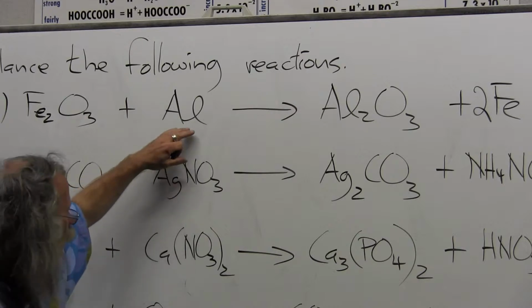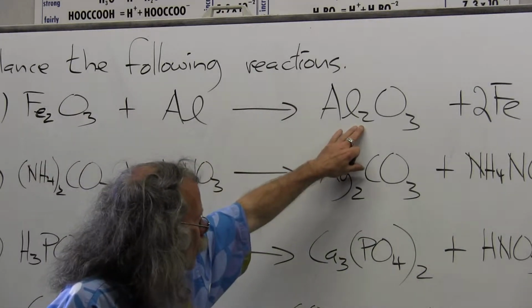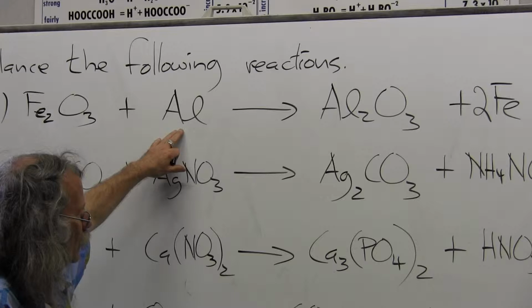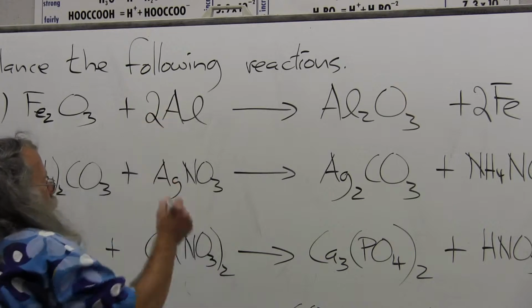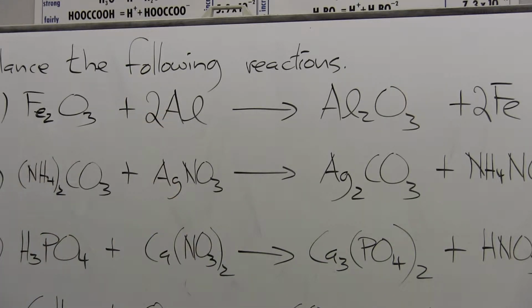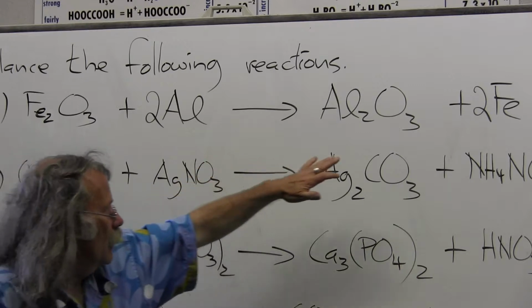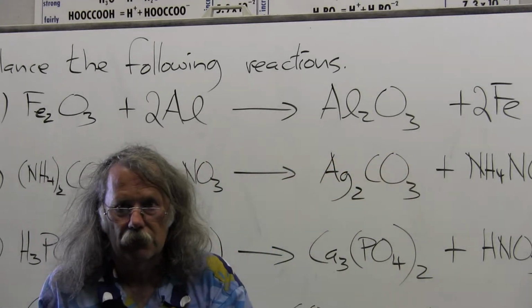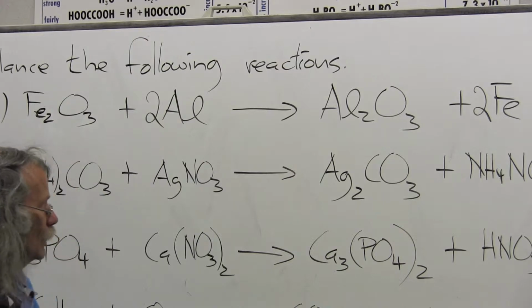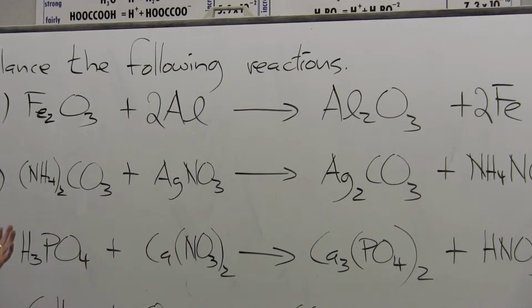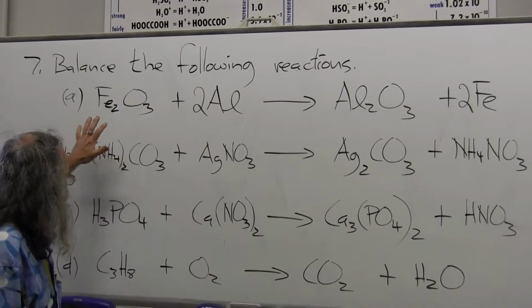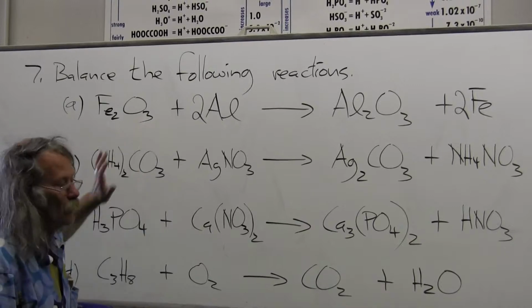Now I'm going to go balance the aluminum. I have 2 aluminums on the right. I have 1 aluminum on the left. So now I will balance aluminum, placing a 2 there. Now I'm going to go to the oxygen. We'll balance the oxygen last. And I've got 3 oxygens on the left. I've got 3 oxygens on the right. We're done. And so there is no set pattern, but I advise with problems like this that you follow that sort of a sequence. Do the oxygen last.